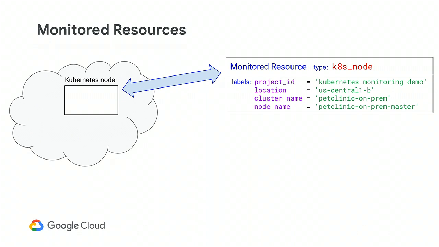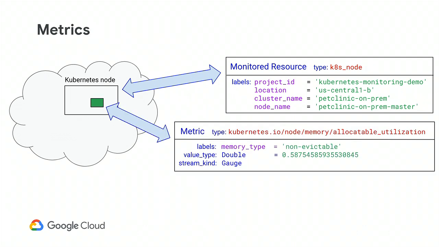Now, we're going to have a number of metrics on each one of these nodes that we're going to be monitoring. And each metric has a metric type. Here is a metric type for allocatable utilization on a node, the fraction of memory we could allocate that we're actually using. And the metric type gives the type of value that the metric is producing, in this case, double gauge.